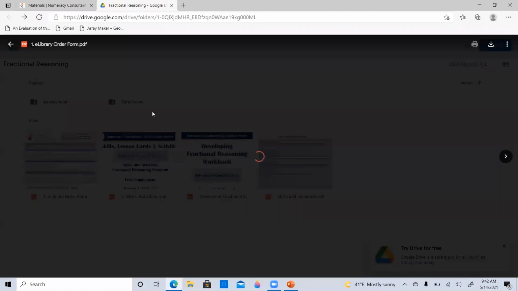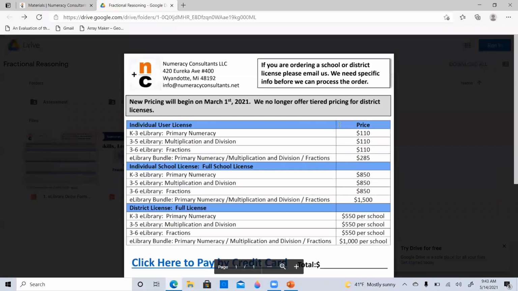And then you obviously have the order form, which will pop up in a second too. So if you use this and you like the program, the parts that are given, you can always purchase the remaining parts of the program. The assessment will always be free. The enrichment part will also always be free.